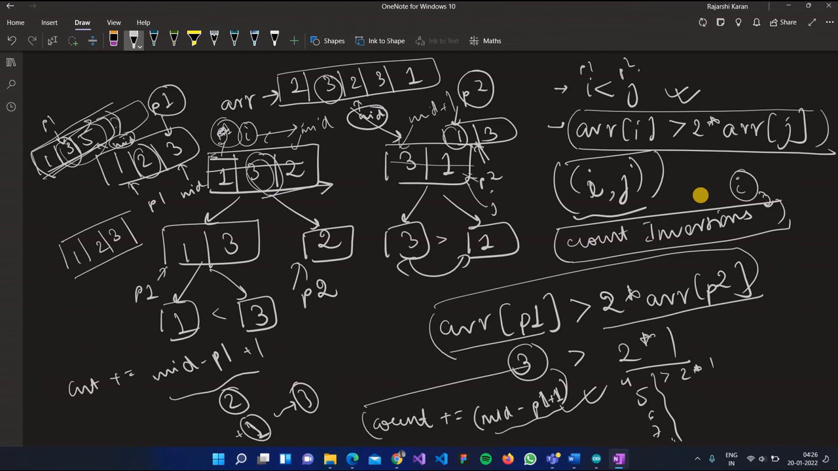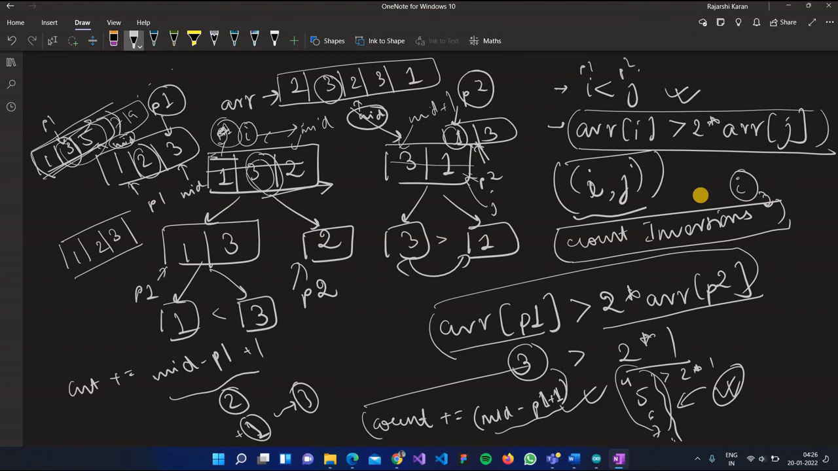Suppose this was 1 3 5 7 9 and it goes on to a very long section. You don't have to check again and again for each and every element that lies on the right side of 3. You know that all the elements greater than 3 will always satisfy the reverse pairs condition with 1. If 3 satisfies the reverse pairs condition with 1, all the elements greater than 3 will also satisfy it, as mentioned over here.